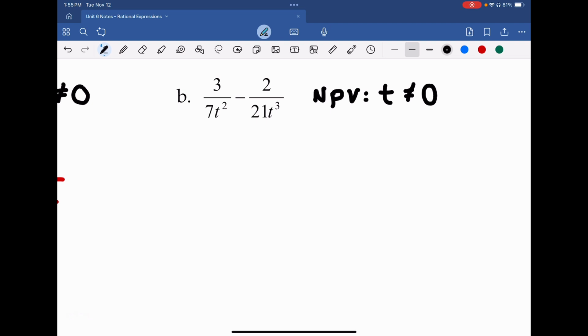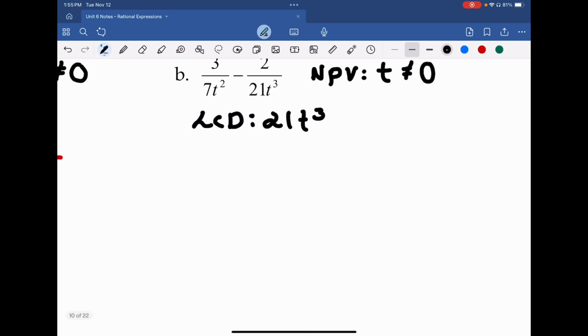Now that we've accounted for the NPV, we're going to state our LCD, just like we did before. So LCD: what is the first number that 7 and 21 multiply to? It's actually 21 itself, so I'm going to write 21. What is the highest amount of t's that would make them match? In this case, it's t cubed. So we want both denominators to be 21t cubed. The only way we can do that is to multiply the first fraction by some sort of term. So let's rewrite this as 3 over 7t squared, and then minus 2 divided by 21t cubed.